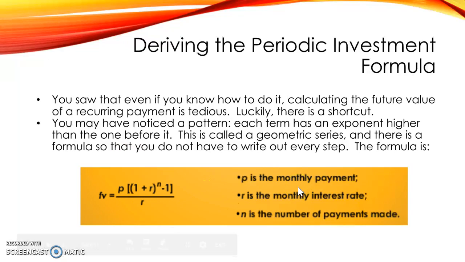Again, P is the monthly payment. R is the interest rate, again, the periodic or monthly interest rate. And N is the number of payments made. So let's practice using this formula.